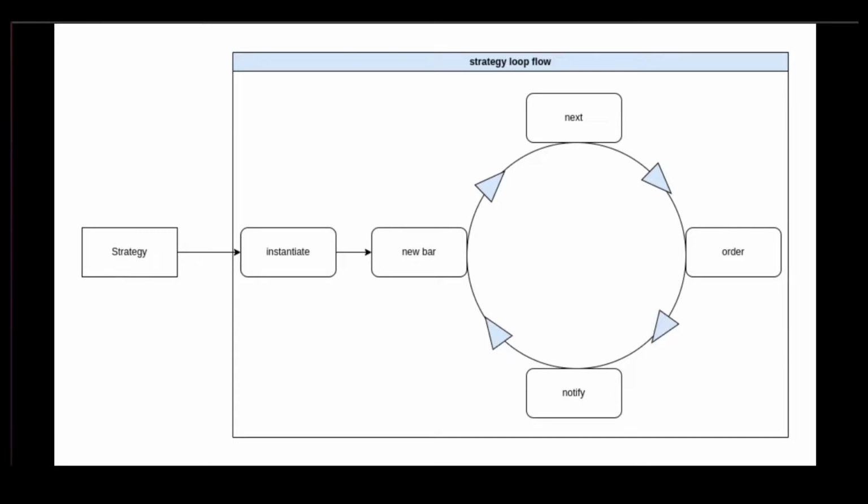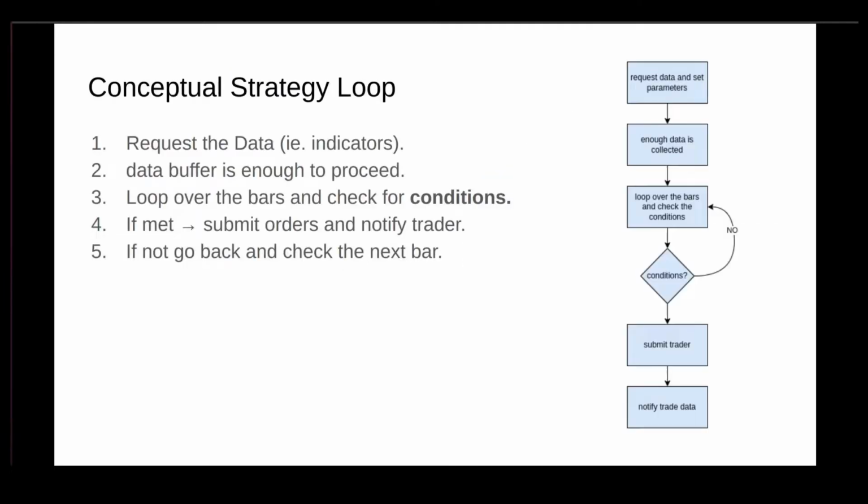The same concept is used by Backtrader. So basically, let's think about the conceptual strategy loop in Backtrader or any backtesting engine. First of all, we need to request the data, or for example, the indicators, and set the initial parameters. When the data buffer is enough to proceed, we loop over the bars and check for the conditions. If those conditions are met, we submit the orders and we notify the trader. If not, we go back and check the next bar.